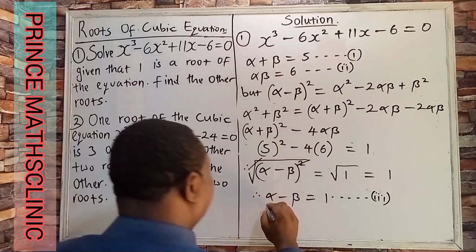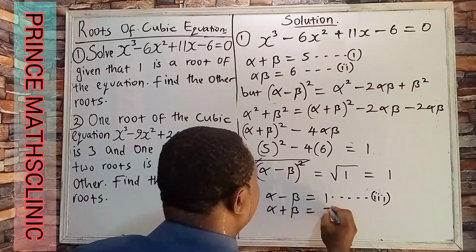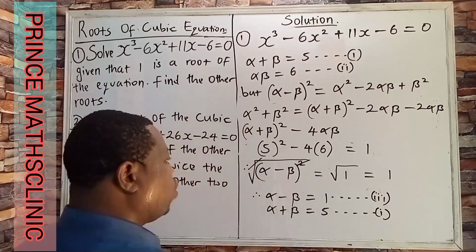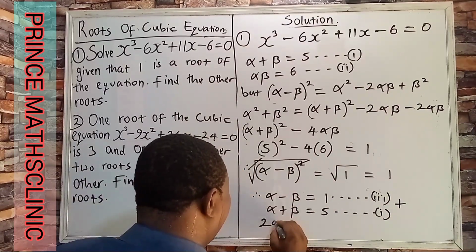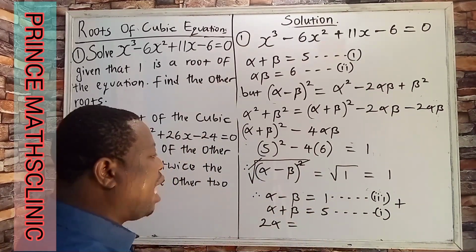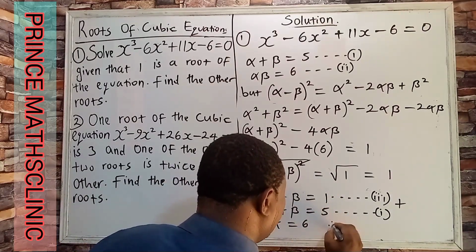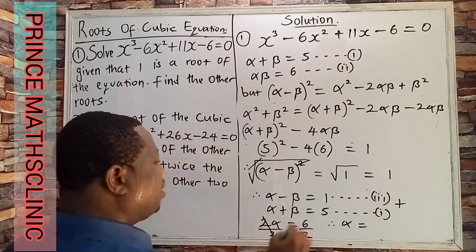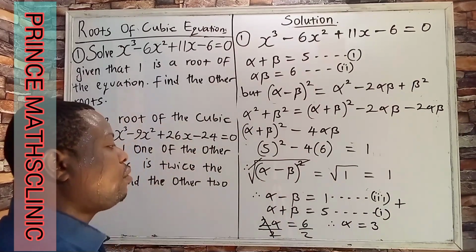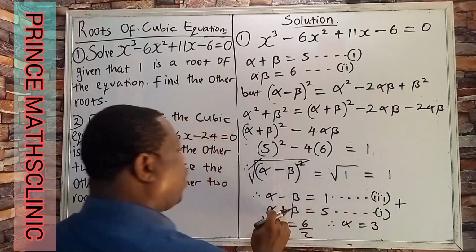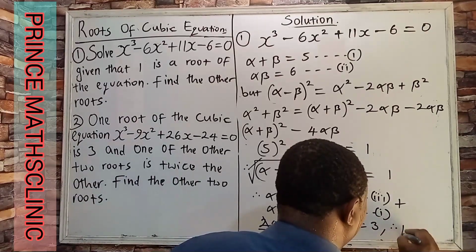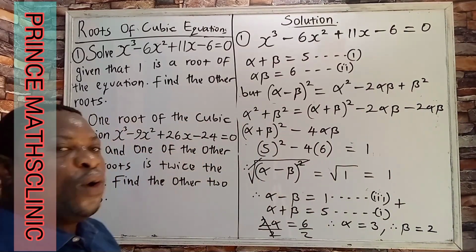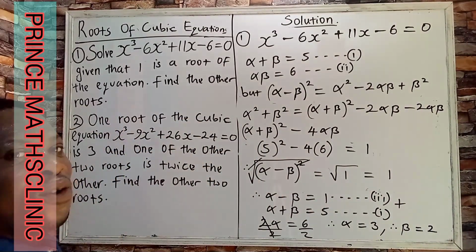So if I now solve alpha plus beta simultaneously with it, let's see what I am going to obtain. If I add up both equations, equation 1 and equation 2, what am I going to get? I'm going to get 2 alpha, minus beta plus beta means 0. Then 1 plus 5 gives me 6. Therefore, our alpha will be 6 divided by 2, and 2 cancels 2 here. 6 divided by 2 gives us 3. Then, if I substitute 3 for alpha in equation 1, I will get my beta to be 5 minus 3, which is 2. So, that is the solution to the first question.